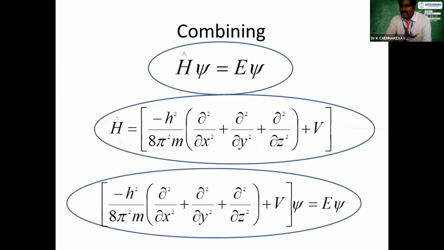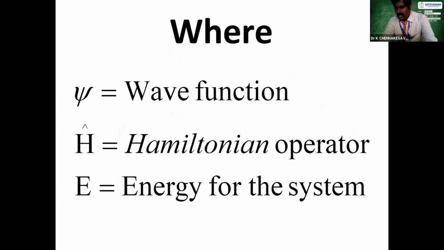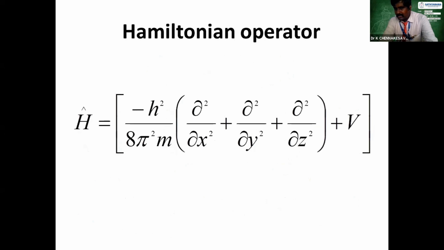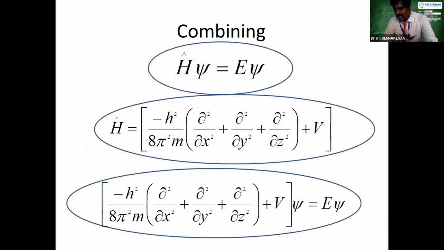Now if you combine this Hamiltonian operator with the Schrodinger equation H psi equal to E psi, we have to substitute the value of the Hamiltonian operator H cap into H psi equal to E psi. Then the entire equation will become this. This is the Schrodinger equation.